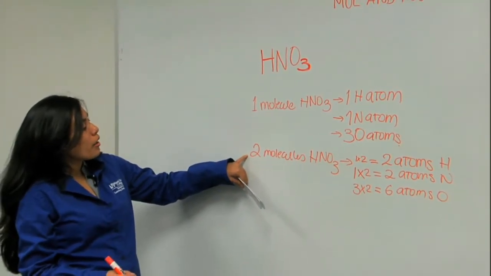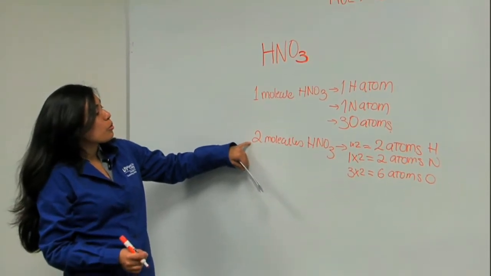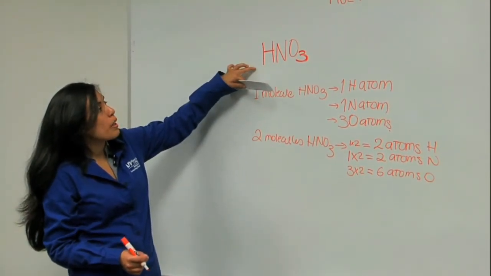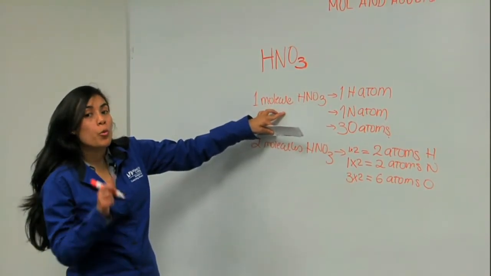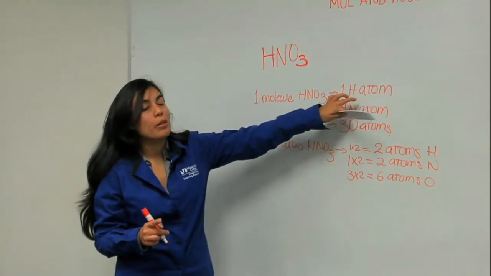Each time I change the number of molecules, I have to multiply that number by each of these subscripts. And every time I talk about 1 molecule, I'm going to talk about atoms.